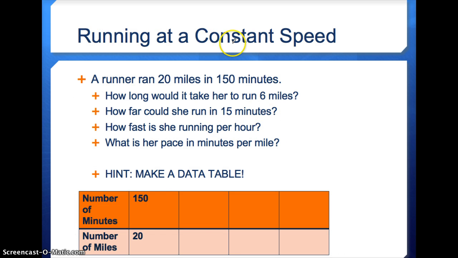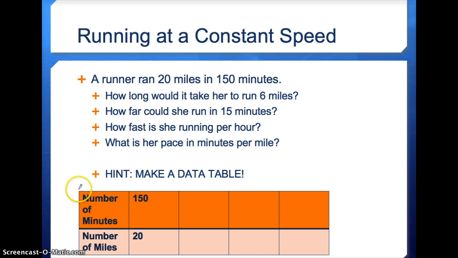So if you're running at a constant speed, here, a runner ran 20 miles in 150 minutes. And please make sure you pause and copy this all down. Here are a couple questions. How long would it take her to run 6 miles? How far could she run in 15 minutes? How fast is she running per hour? What is her pace in minutes per mile?